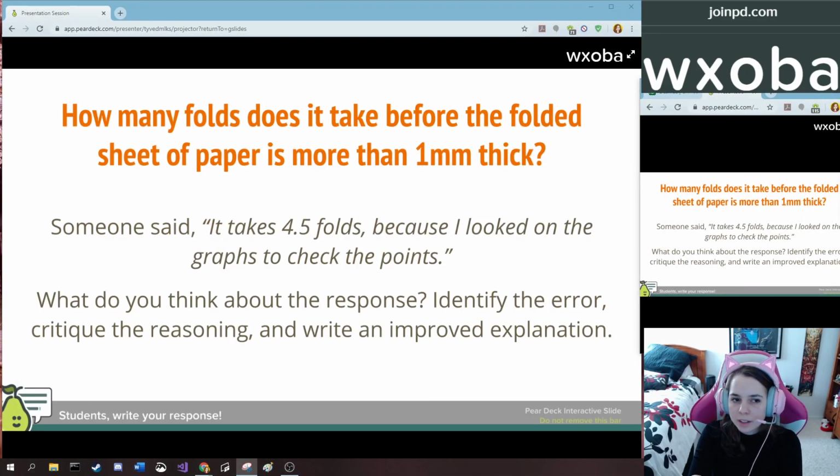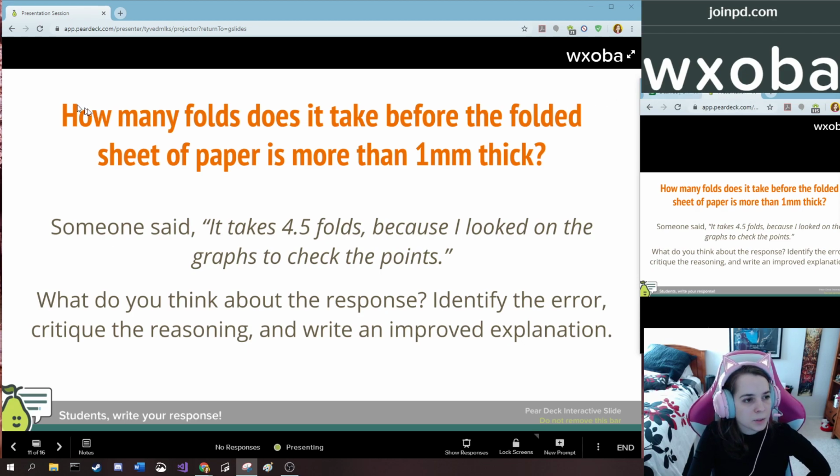So this discussion question afterwards: how many folds does it take before the folded paper is more than 1 millimeter thick? Someone said it takes 4.5 folds because they looked on the graph to check the points. What do you think about this response? Identify the error and critique and write an improved explanation.